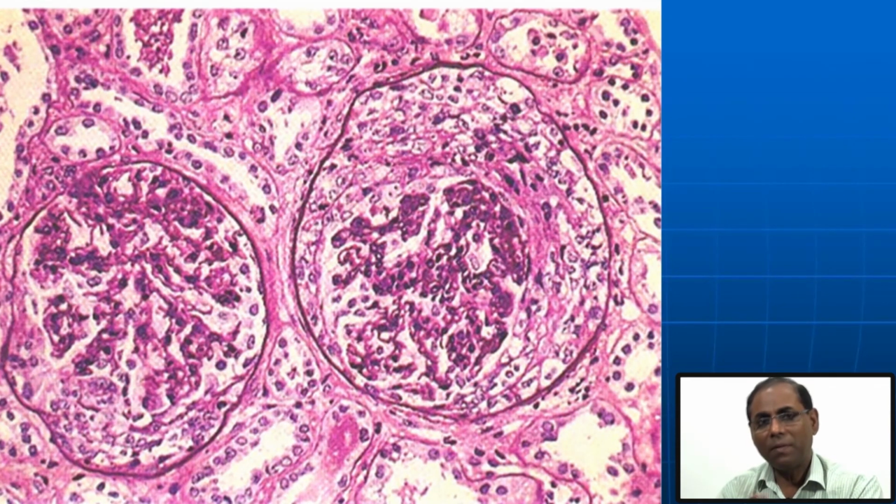Now, so far as reversibility is concerned, if the crescents are cellular, then it can still be reversed. If fibrocellular, it is partially reversed. If it is totally fibrous crescent, it cannot be reversed. So, that is why it is important to look into the composition of the crescent.